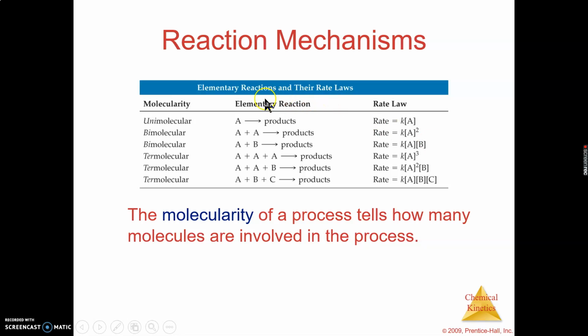So if you have, and again, this is only true with elementary reactions. If you don't have an elementary reaction, you can't just pull the coefficients and make them the exponents. However, if the question tells you that it's an elementary reaction, you can then use the coefficients as the exponents. And so you could look here, what's the molecularity of this process? Well, I have two molecules involved, so we would say it's bimolecular.